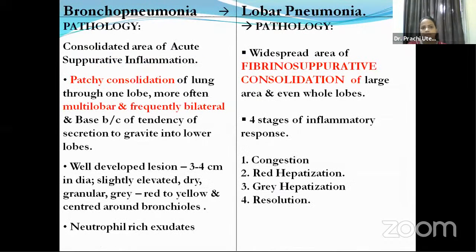Now, pathology-wise, as I told you, in bronchopneumonia there is patchy consolidation, and multiple lobes can get affected. The lower lobes are commonly affected because of gravitation. In lobar pneumonia, fibrino-suppurative consolidation is seen, and the classical 4 stages, as I told you, are observed. In bronchopneumonia, small regions about 3 to 4 centimeters in diameter can be seen pathologically, and it has a neutrophil-rich exudate.